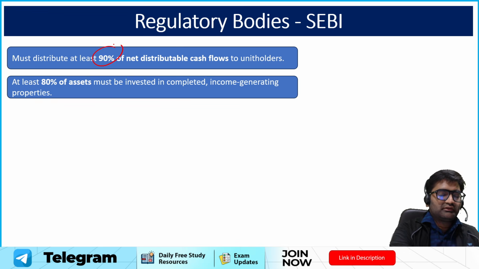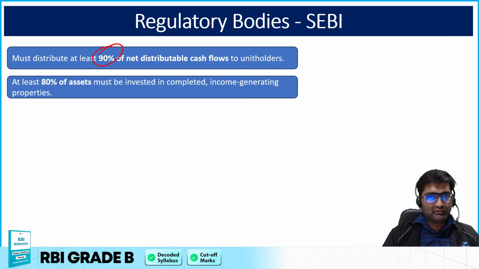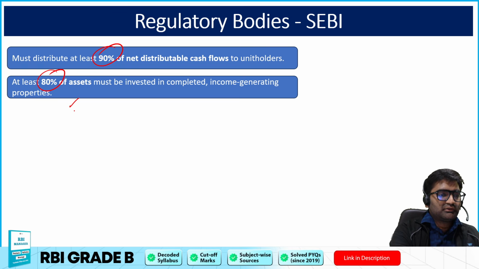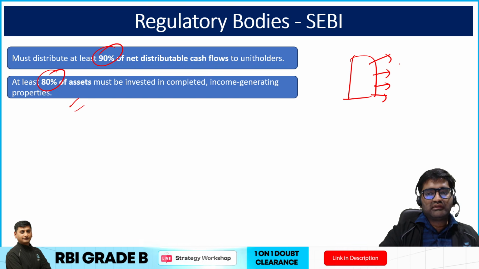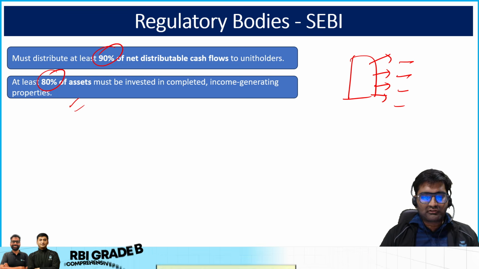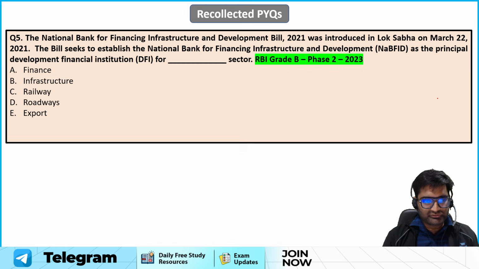90% of all of the money that comes from these InvITs and REITs, the income that comes from the properties or the infrastructure projects, should be distributed back, and 80% of the money, whatever you are investing, should not be in projects which are just starting or where the foundation has just been laid. You will not get any income out of them, isn't it? So 80% of the money should go in completed and rent-generating real estate or infrastructure projects, not just like that.